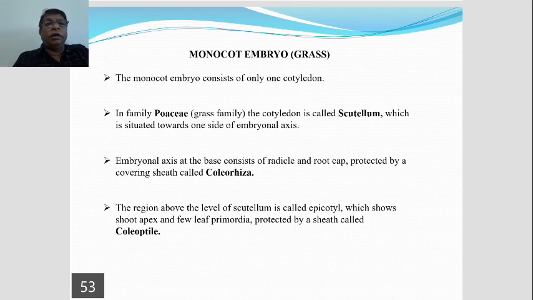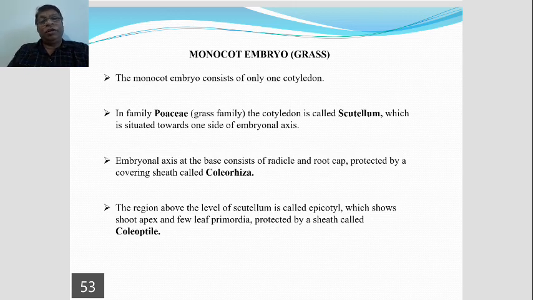In last class, we have studied the typical dicot embryo. Today, we shall continue with the monocot embryo. Grass is taken as an example. Strictly speaking, a grass seed is a type of fruit we call caryopsis.